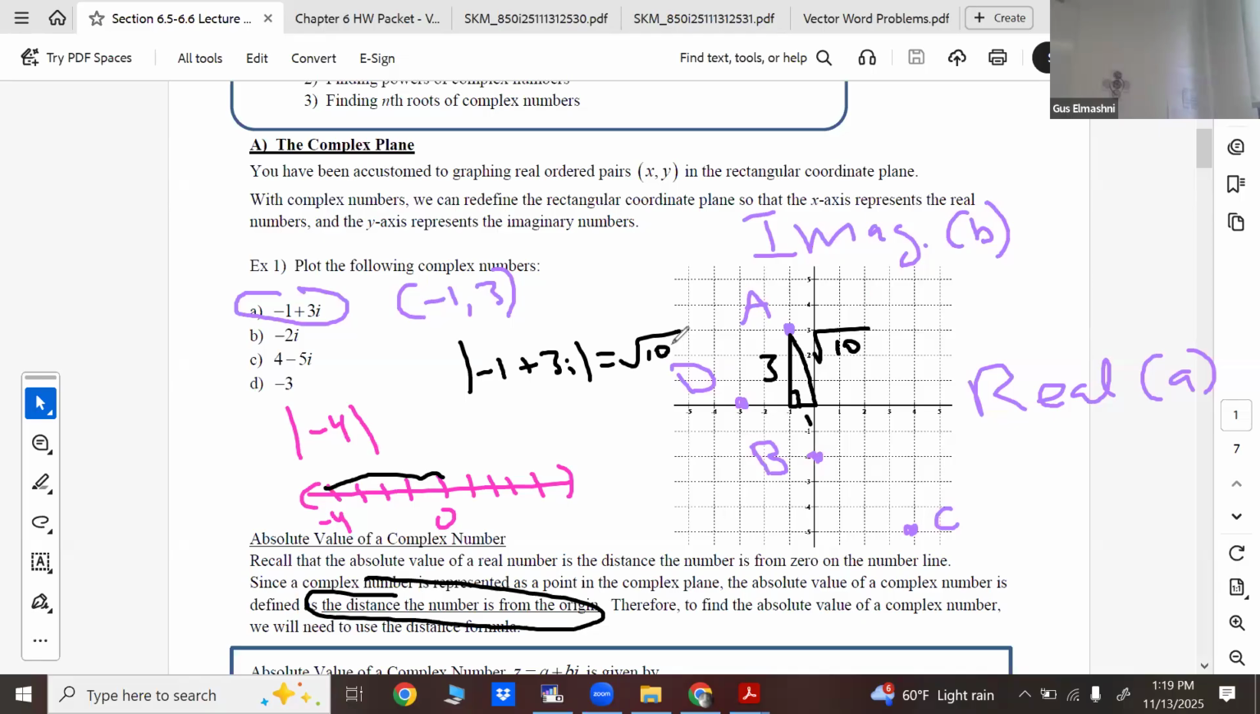So if I do Pythagorean theorem, when you solve for the hypotenuse, wouldn't it be root A squared plus B squared? Where A is the real number and B is the imaginary coefficient. So that will be true for all these other ones here. Like for -2i, that's 2. For -3, of course, it's 3. For part C, 4 minus 5i, that'll be root 41, I think. Yeah.